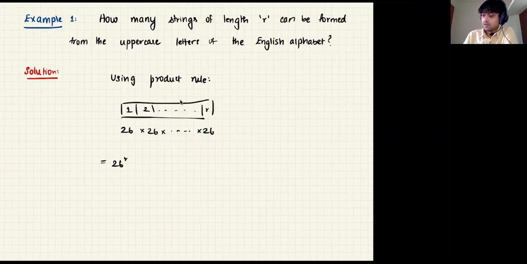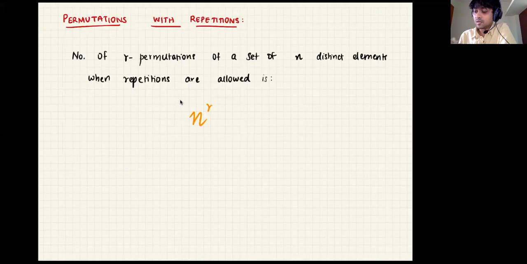Okay. So this is the first remark. The number of r-permutations of a set of n distinct elements when repetitions are allowed is n power r. So when repetitions are not allowed, what was it? What is the number of r-permutations of n distinct objects when repetitions are not allowed? nPr. Correct. That is nPr. And now when repetitions are allowed, it is n power r. So just keep this in mind.